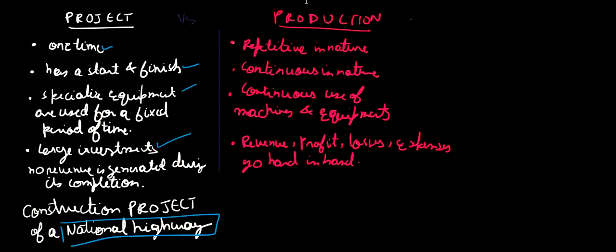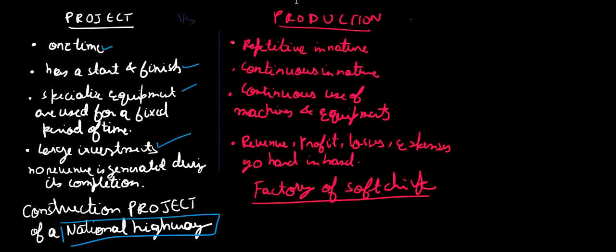After completion it may generate revenue or income. If I talk about production, for example, a factory of a soft drink, the production of this soft drink in the factory will be repetitive in nature. It will be continuous in nature.